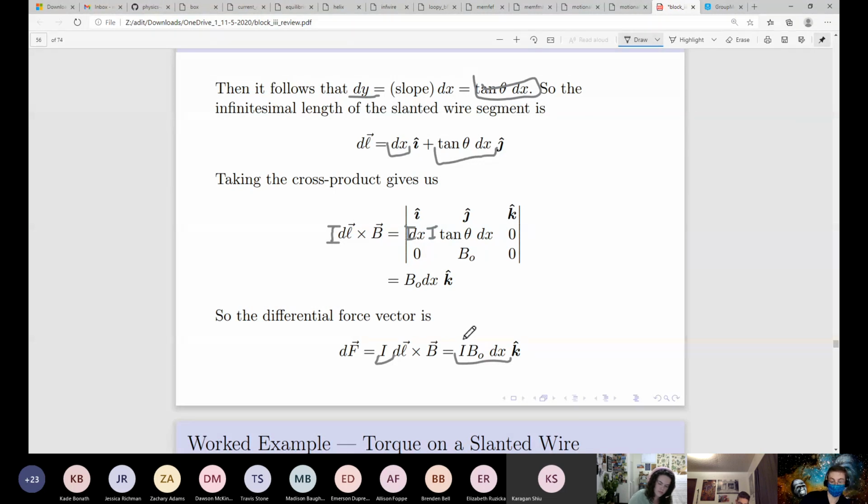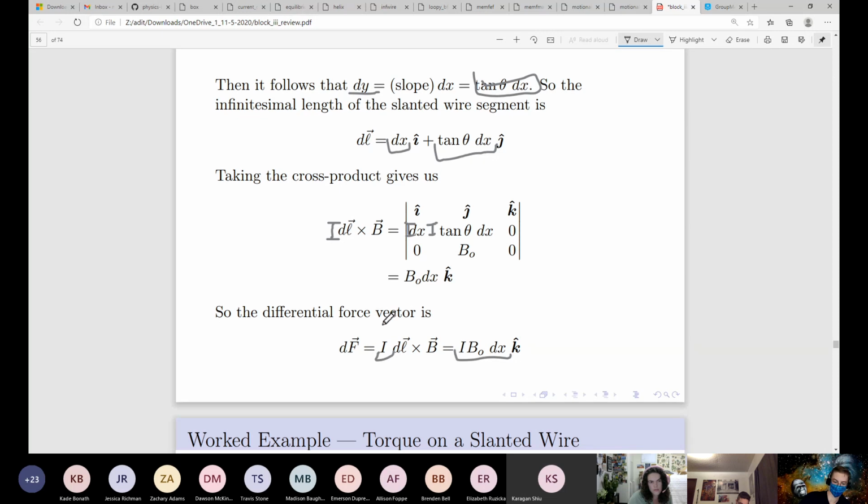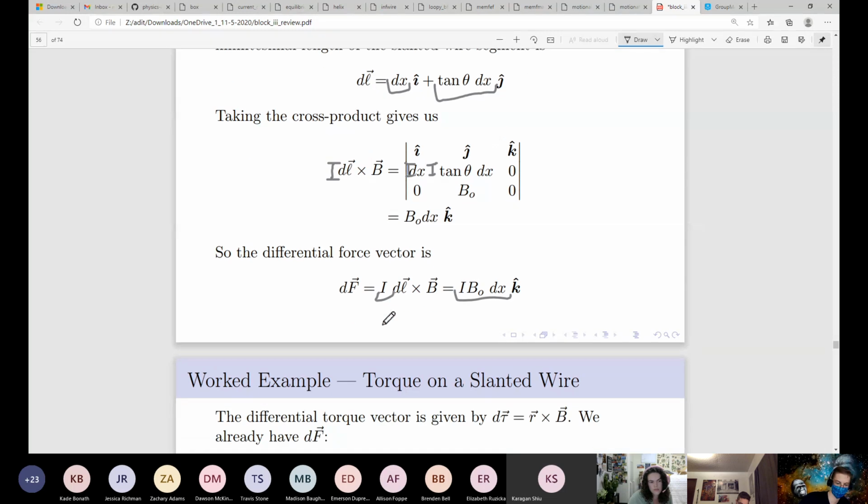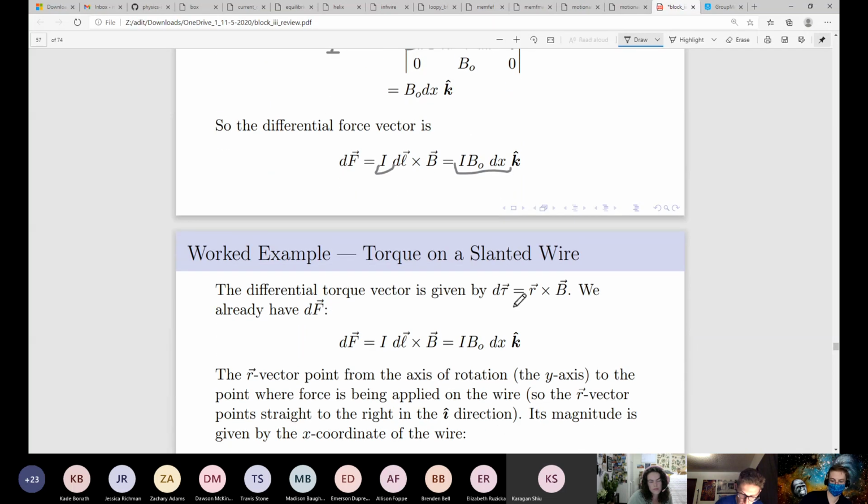Cool. Now, hypothetically, we could take this differential force and integrate it to find the total force, but that's just a hassle that I don't want to deal with right now because we're not asking for force, we're asking for torque. So now is where we do the cross product.